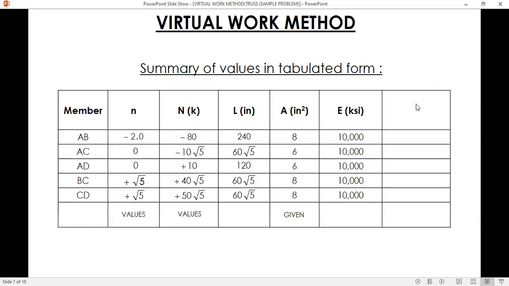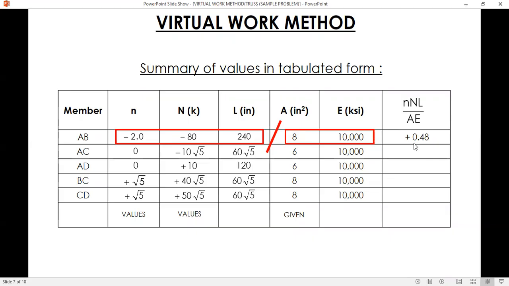So, the final step is to determine the values. Formula for the virtual work method: small n times capital N times L over AE. Force of member due to virtual load, force of member due to real load, length of member, cross-sectional area, modulus of elasticity. So, we multiply small n, capital N, and L. Negative 2 times negative 80 times 240, and then divide by the product of A and E. So we multiply 8 and 10,000. This one divided by this value, the answer is 0.48. Positive, negative times negative.